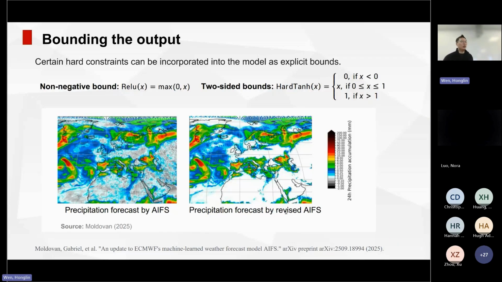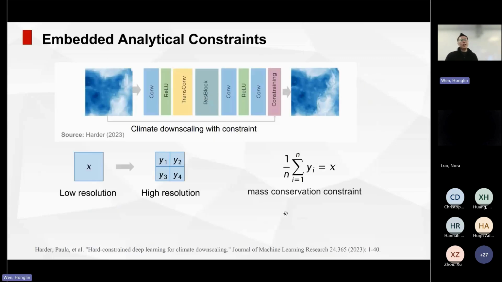For some problems, if we want to ensure the physical consistency, it's relatively easy. Let's say for this precipitation problem I mentioned before, it's very easy. You can just enforce the value to be non-negative, right? Just have a layer, or if you have some two-sided bounds, you can just bound the output. It's very easy. Or for some applications, it becomes more tricky.